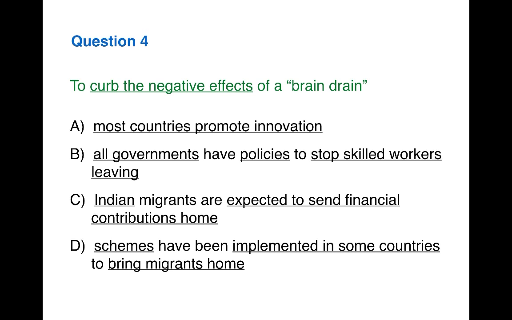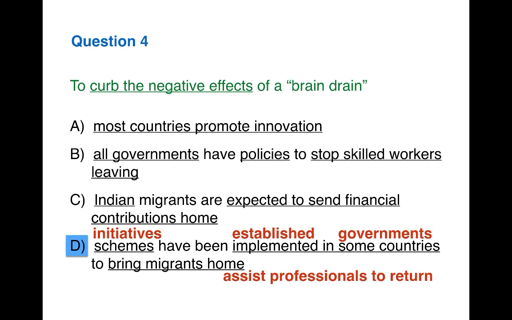For this one, I'm going to give you the answer first, and then we'll look at why. The answer is D. Let's look at why that's the correct answer. Here are the words that were mentioned. Instead of schemes, there was the word initiatives. Instead of implemented, we saw established. In some countries, some governments. And to bring migrants home, assist professionals to return to their home countries. So we've got very clear keywords showing you why this is the correct answer.